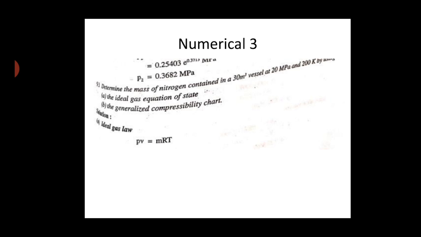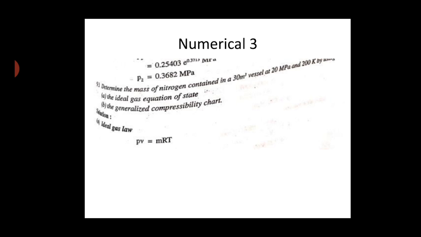Nitrogen is normally stored under pressure. So this is at 20 megapascal. If you want to convert into kilopascal, you have to multiply with 1000. Okay, and the temperature is given as 200 Kelvin. So it is like sub-zero temperature. Now the ideal gas law is PV is equal to MRT.